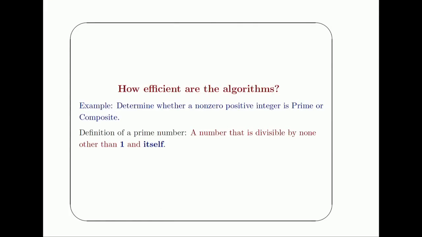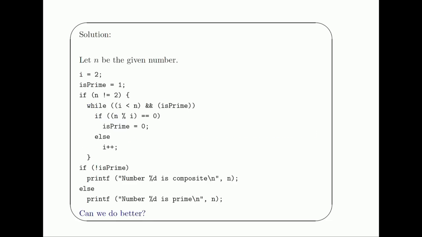Let us take a simple example. Let us say I want to find whether a given non-zero positive integer is prime or composite. All of you know what a prime number is, what a composite number is. A prime number is a number that is divisible by none other than 1 and itself. Other numbers are all called composite numbers. 1 is the only exception, it is called a trivial divisor. So, what would you do? Look at the definition. It says a number that is divisible by none other than 1 and itself.